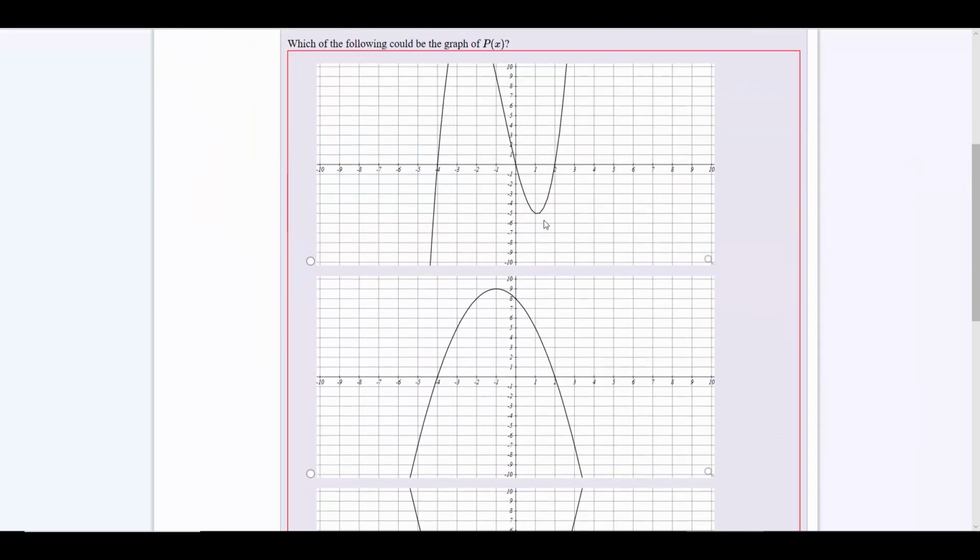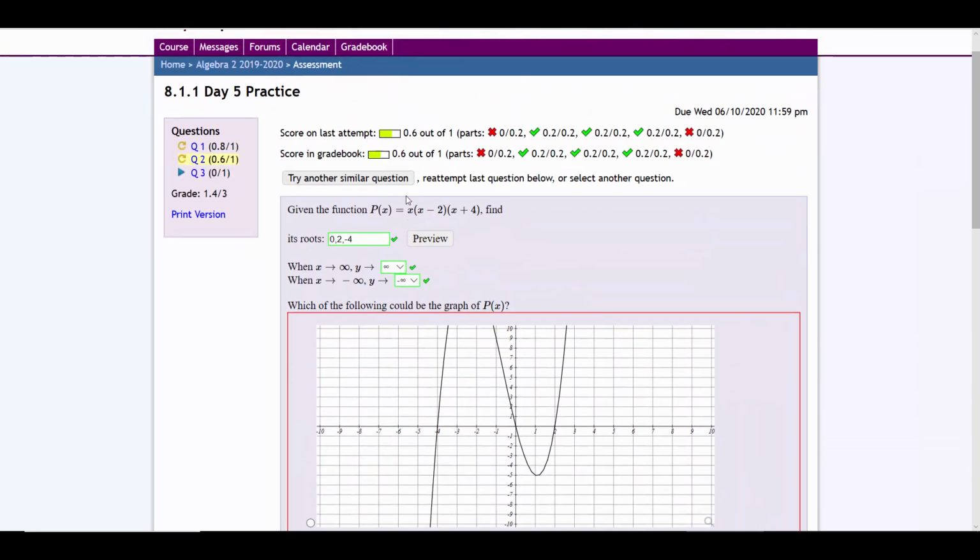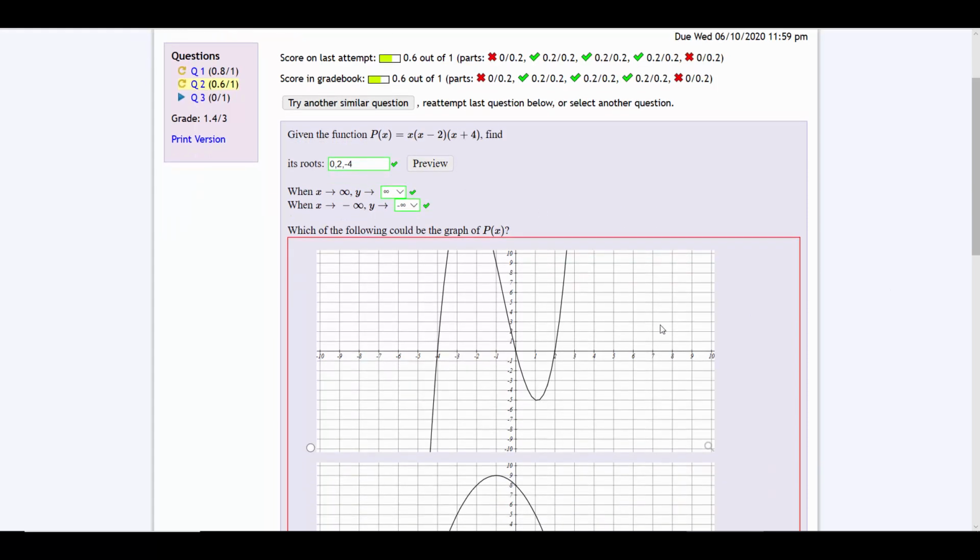Okay, so now we have to figure out which of these graphs could be the potential graph of this one. And you can easily just go to Desmos and graph it and compare the graphs if that's what you wanted to do. But again, challenge yourself, see if you can figure out which is the correct graph just by looking at the equation. All right, so let's see, we've got zeros of 0, 2, and -4.